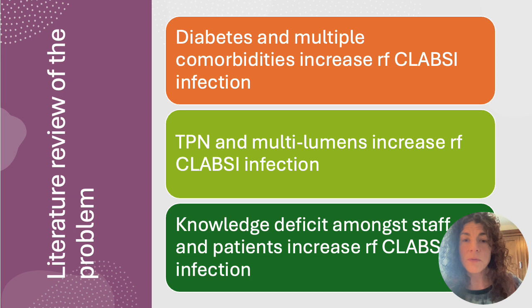Diabetes and multiple comorbidities increase risk for CLABSI infection. Yes, we talked about that. So higher sugar level in the blood, bacteria love sugar, we love sugar, we can share, but if we share, we're going to get an infection. TPN and multi-lumen catheters increase risk for CLABSI infection. Yes, so TPN has dextrose in it.